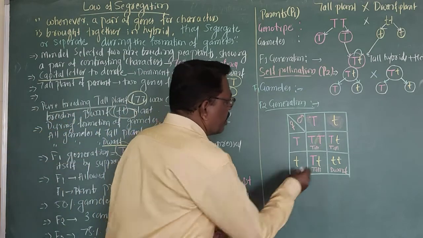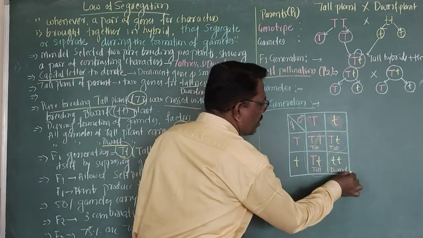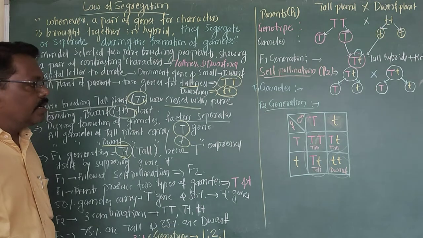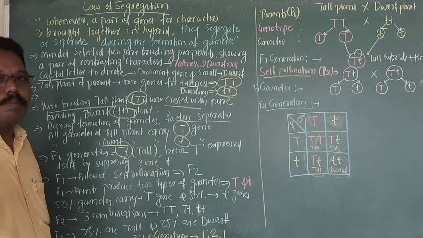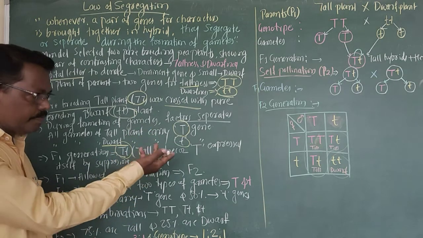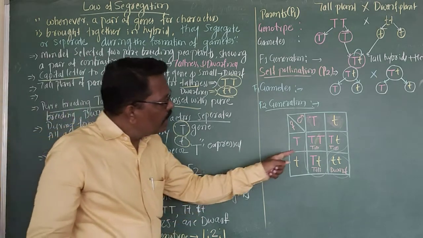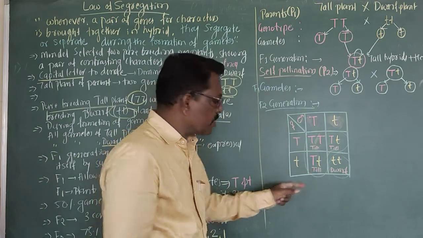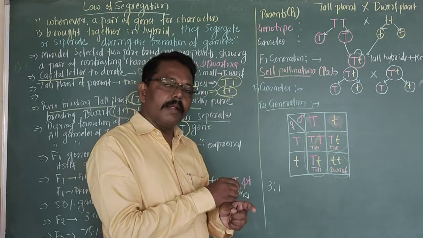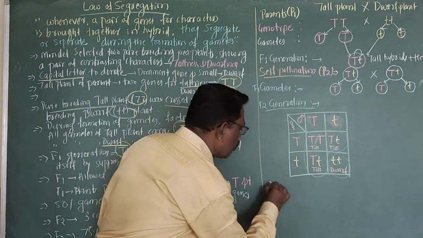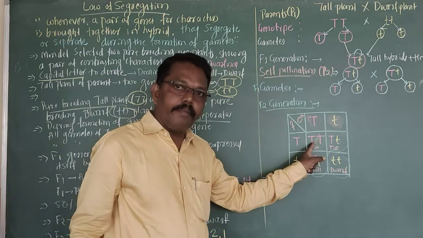Here you will see 75% of plants will become taller in size, and 25% of plants will become dwarf in size. Hence, within this checkerboard or Punnett square, we want to see the phenotype. Normally, you have already learned about the phenotype. Phenotypic ratio: three plants will become tall, and one plant will become dwarf, externally. Hence, it is 3:1. That is called the phenotypic ratio.